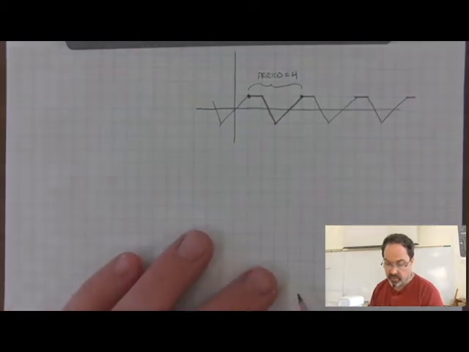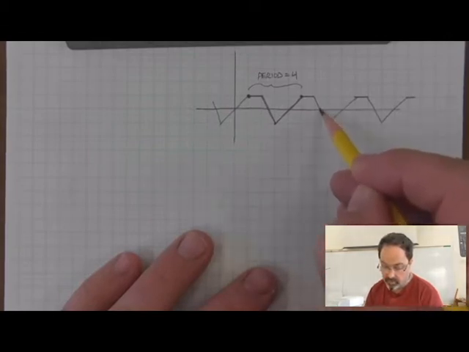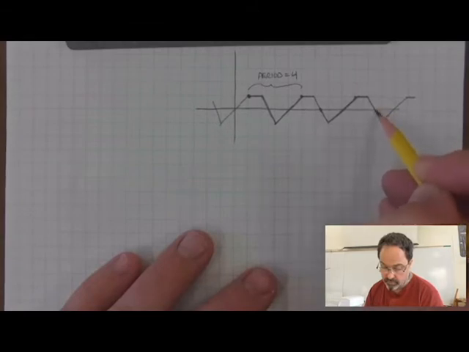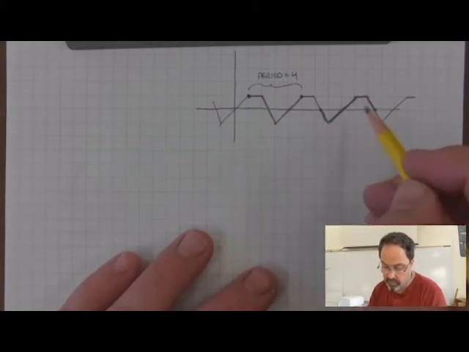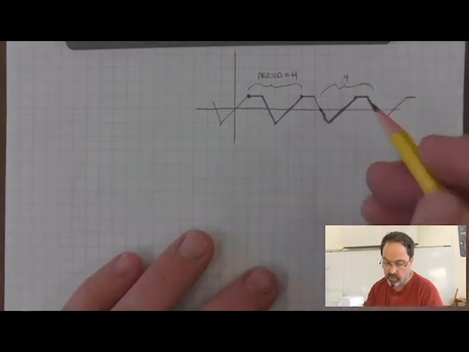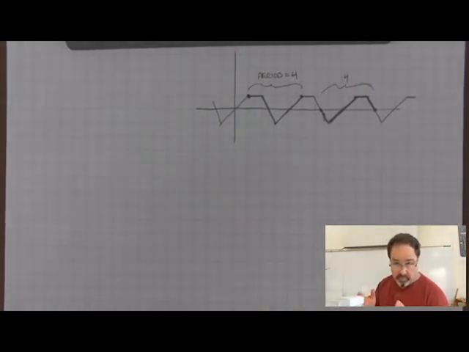I could have started at any location. This time I'm going to start at an intercept, and the space at which it takes to go one cycle back to the beginning of a new cycle, which I will highlight here, is also the space of 4. No matter where I start and stop, if I complete one cycle, then the period will always be the same.